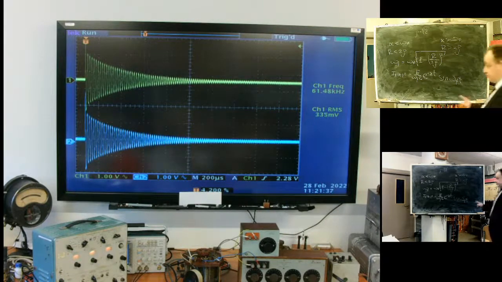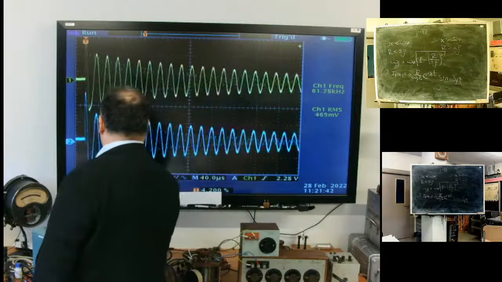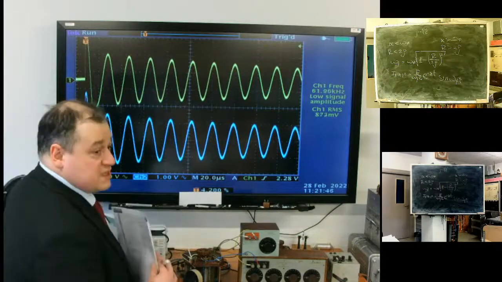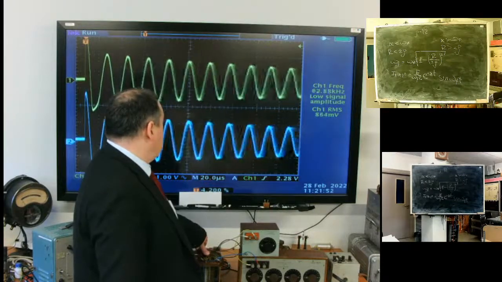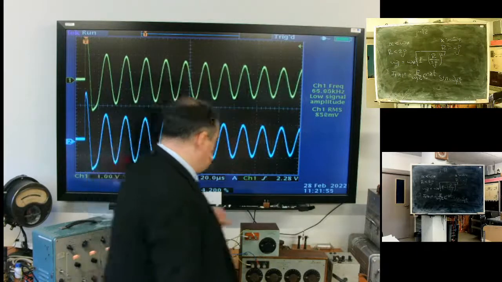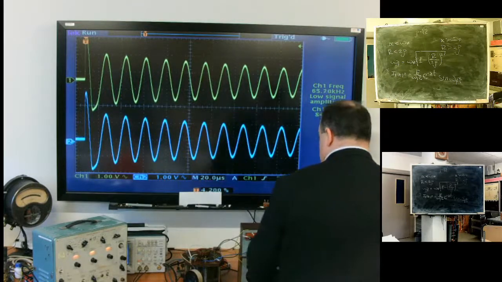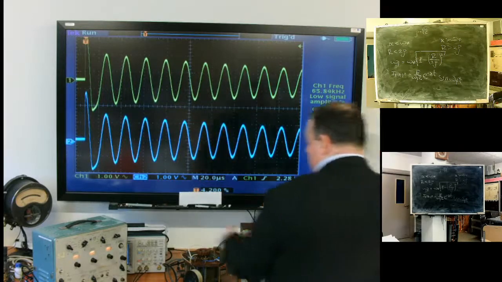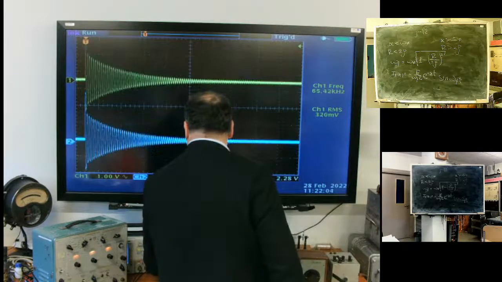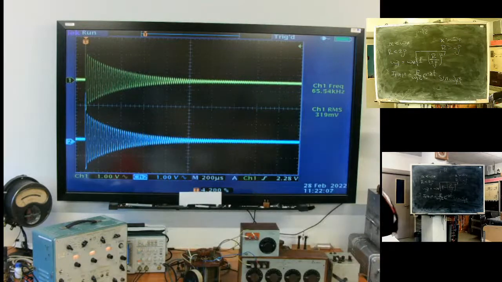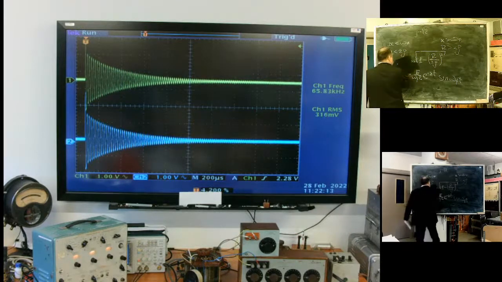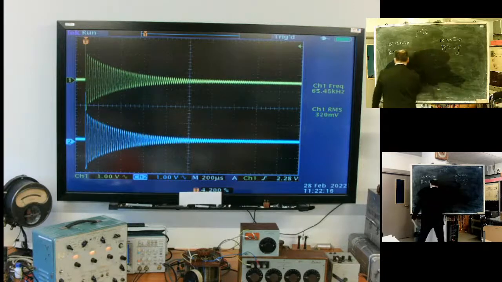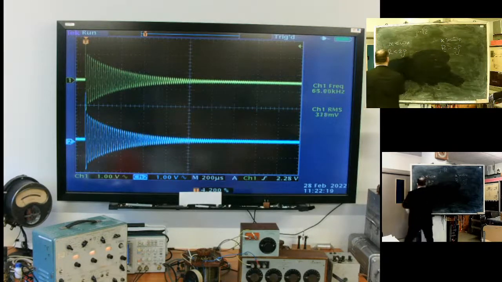Okay, where are we? I can change scale. What's the effect of the elements? I'm changing capacitance. You see? Frequency changes. I can change inductance. Okay, frequency changes. But I would like to change resistance.